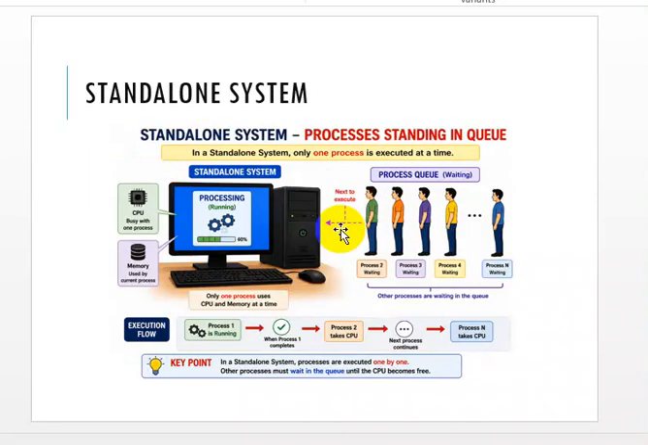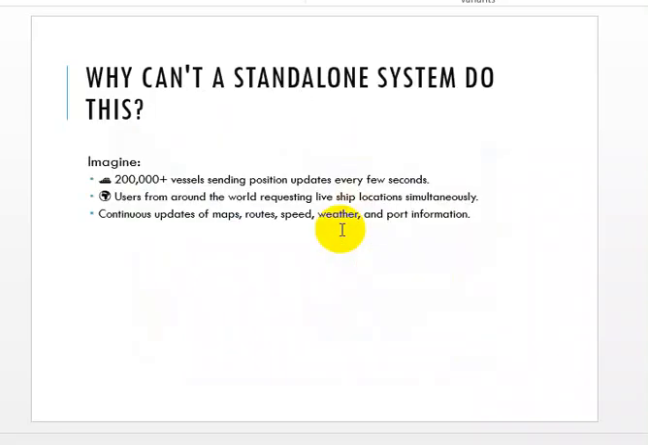This diagram shows the standalone system. You can see many processes standing in a queue. A standalone system can execute them only one after the other. It may take time and occupy more memory. It's like a queue: a process should wait until the previous process is completed.